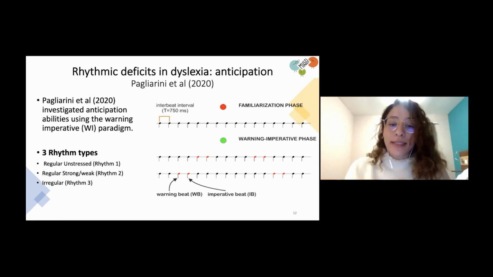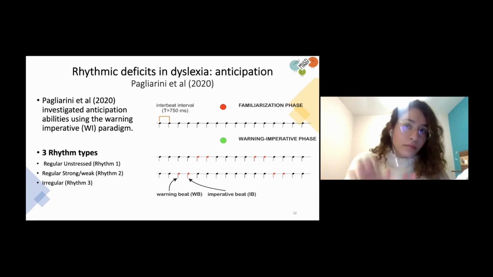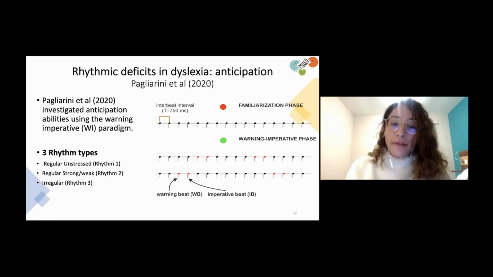And then in the testing phase, the individuals heard the same exact sequence, but this time there were two random tones that were introduced. These two tones always occurred together. The first one was called the warning beat, and the purpose of the warning beat was to cue the arrival of the beat that will follow it, which is called the imperative beat. So when individuals heard the warning beat, they did not have to do anything. It was just for them to know that the imperative beat will happen and that they have to tap at the imperative beat. So the warning beat was to put the children or the individuals in an anticipatory modality.